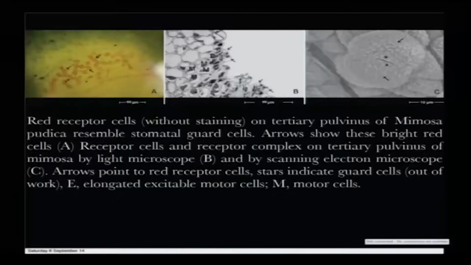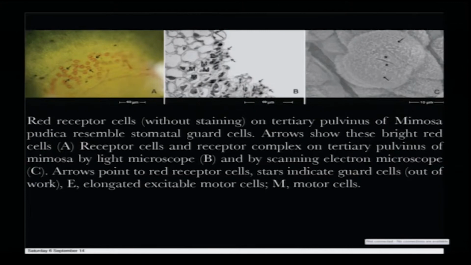There is another set of structures called red receptor cells, which you could see upon staining in panel A. You could see the red receptor cell without staining, by the way. Okay, and this is seen in the tertiary pulvinus of Mimosa pudica, and resembles the stomatal guard cells. The arrow shows these bright red receptor cells and the receptor complex on the tertiary pulvinus of Mimosa by light microscope. Actually, you can just use a simple light microscope, and by scanning electron microscope, the arrows point to the red receptor cells, and the stars indicate the guard cells which are out of work.